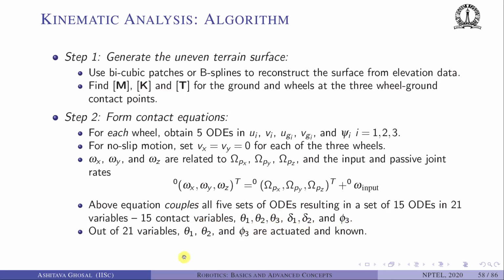Okay, out of these 21 variables, theta 1, theta 2, and phi 3 are actuated and known. Okay, so we have 15 contact variables plus 6 from the WMR itself. But out of these 6, 3 are known. So we need 3 constraint equations. Okay, we have 21 variables, 3 are known, but we have only 15 ODEs.